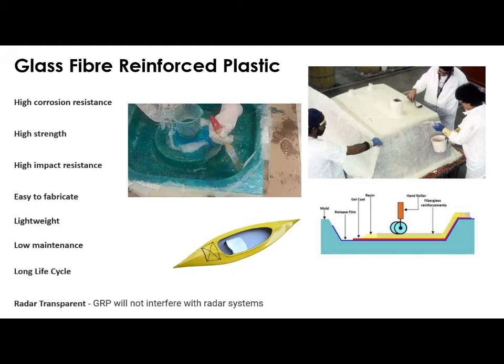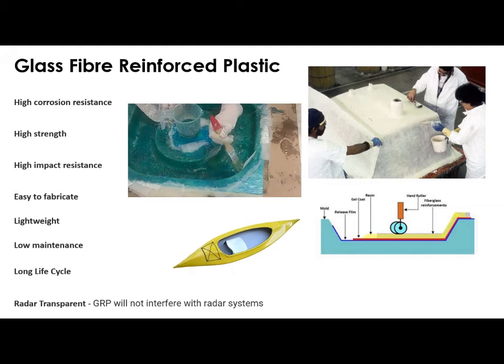Some good things about it: it's made in exactly the same way. So you can see there's a team of people with sheets of glass fibre, and then they're painting on a resin. Polyester resin is used in this instance, because usually it's being used outdoors, so it's going to need some kind of UV resistance. So it's got really good resistance to chemicals, to weathering, any corrosion, any damage to the surface. It's high strength, it's high impact resistance, it's relatively easy to fabricate, it's lightweight, it's relatively low maintenance, and it has quite a long life cycle. So it lasts quite a long time.